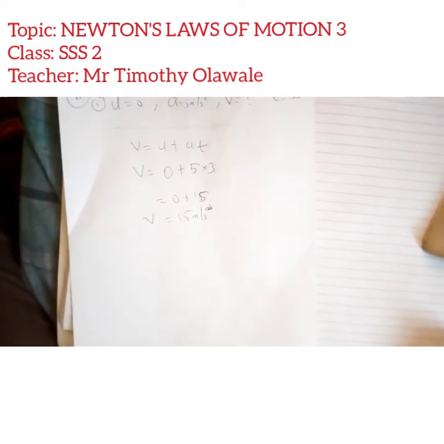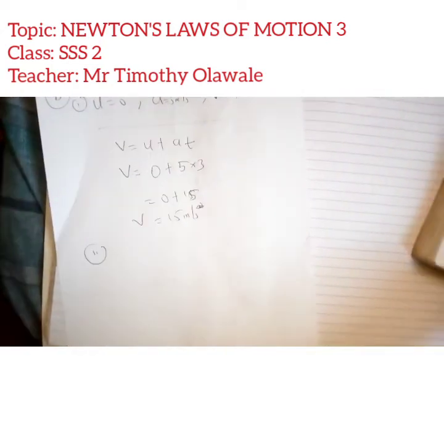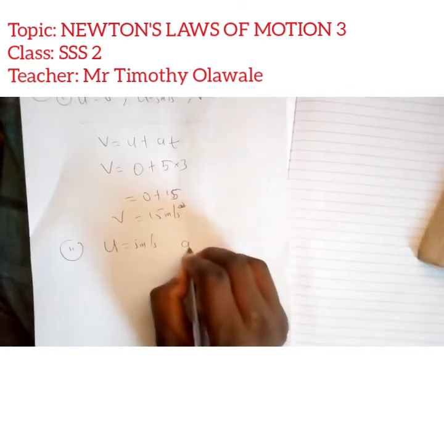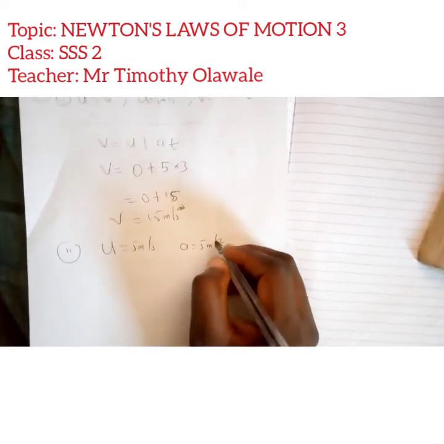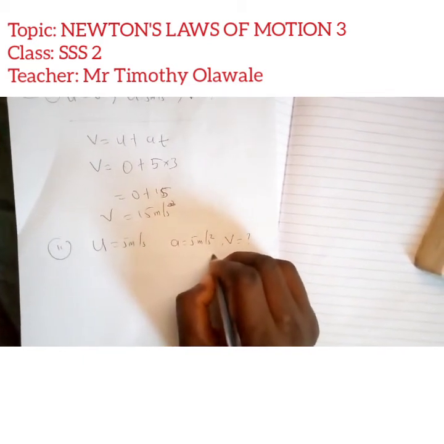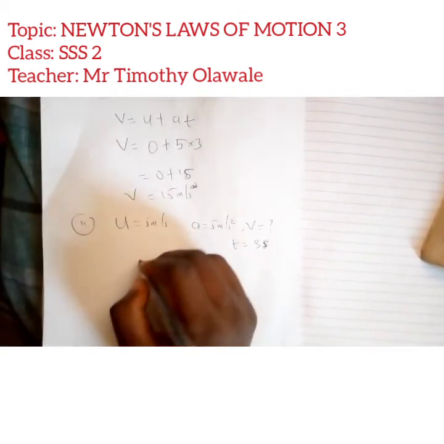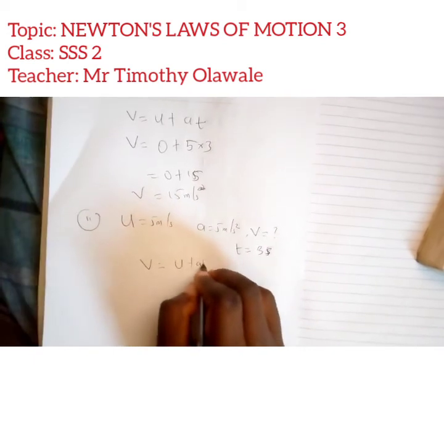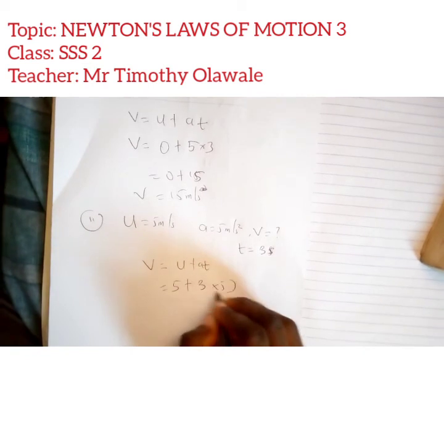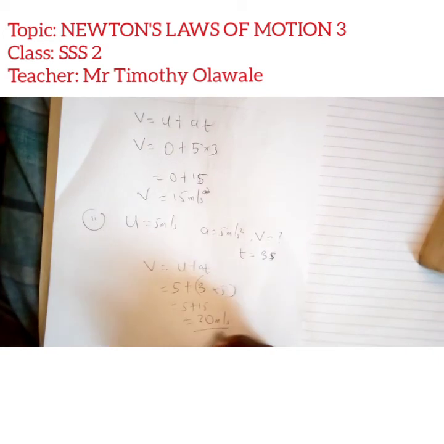And then the second one says that it moves with an initial velocity of 5 meters per second. So u is 5 meters per second, our acceleration is 5 meters per second squared, our final velocity is what we're looking for, and our time is 3 seconds. We are still using the same formula, v equals u plus at. This time, u is 5, so v equals 5 plus 3 times 5. That will be 5 plus 15, which is 20 meters per second.